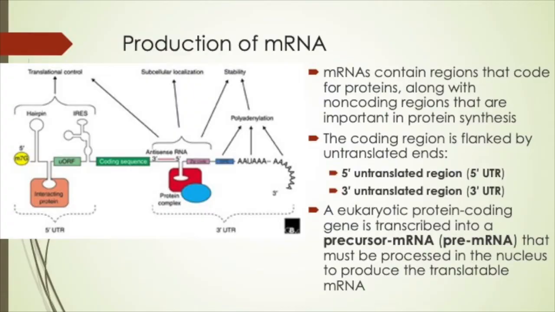So mature RNA contains regions that code for proteins, along with non-coding regions that are important for protein synthesis. The coding region is flanked by untranslated regions. So we have a 5' untranslated region and a 3' untranslated region. And you can see off to the side that 5' and the 3', and then in the middle there you have the coding sequence.